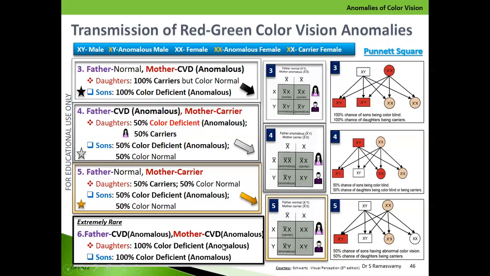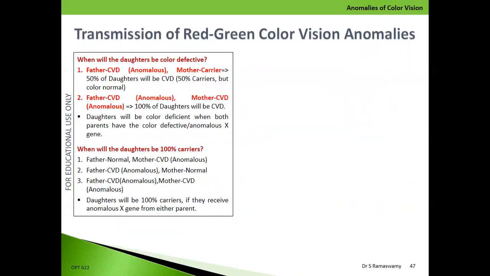If you look very closely, the only situation where the daughter could be potentially color defective is the last one, where dad and mom are color defective. Or you can have a situation like number 4, where the mother is the carrier of the gene, and here 50% of the daughters will be color defective. So these are the rare situations where the daughters could inherit color vision defect. Just to summarize what we learned, this question could also be answered in a slightly different way. When will the daughters be color defective? If the dad is color defective and the mom is a carrier of the gene, then 50% of the daughters will be color defective.